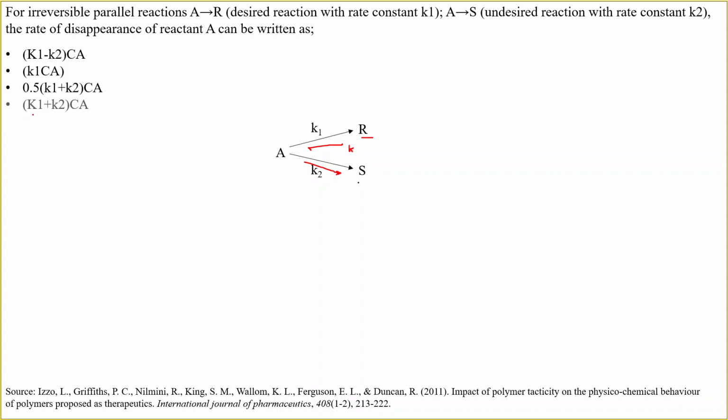The correct answer is K1 plus K2 multiplied by C. This is a straightforward expression showing that whenever the reactant is undergoing a parallel reaction, it will decompose on both ends with K1 and K2. So just add both of them, K1 C_A and K2 C_A. K1 C_A will form R and K2 C_A will form S. So that will be the correct answer for this question. Moving on to the next one.